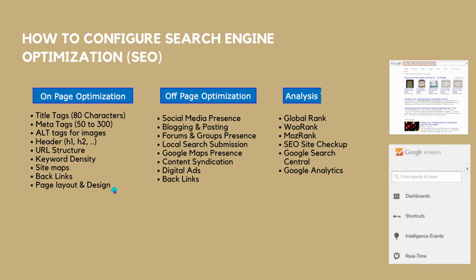And also the page layout and the design. A faster web page is ranked higher by Google, and also a web page that is designed for mobile is given a higher rank by Google. So this was a very brief idea about on-page optimization and what you can do. During the demonstration, you're going to see that yourself. All right, now, off-page optimization.